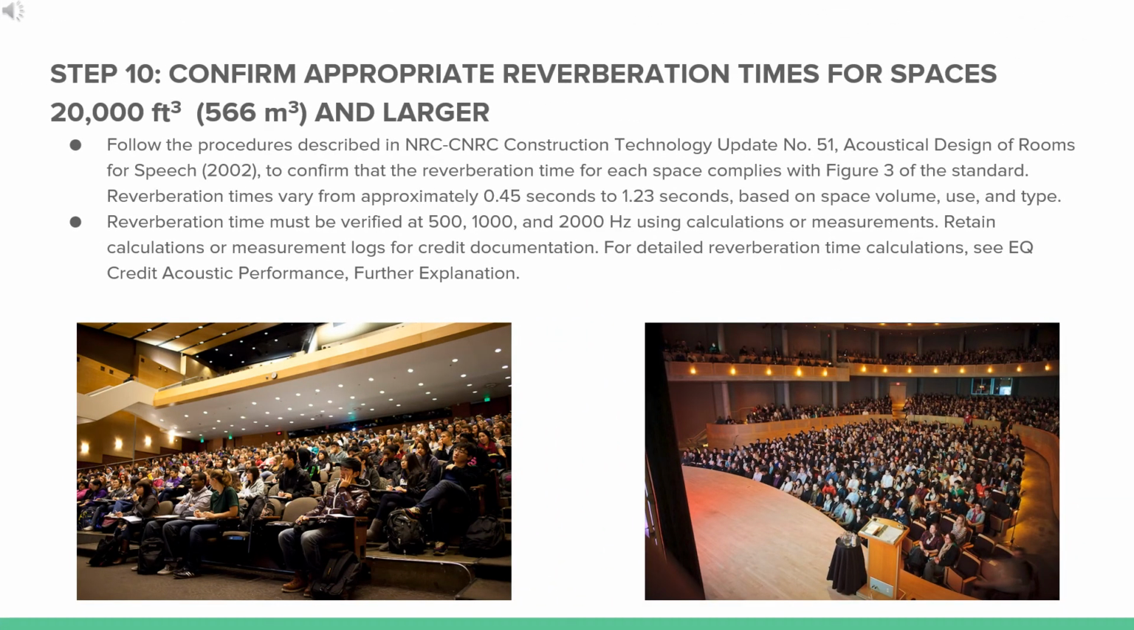Step 10. Confirm appropriate reverberation times for spaces 20,000 cubic feet and larger. Follow the procedures described in NRC/CNRC Construction Technology Update Number 50, Acoustical Design of Rooms for Speech, 2002, to confirm that the reverberation time for each space complies with Figure 3 of the standard. Reverberation times vary from approximately 0.45 seconds to 1.23 seconds based on the space volume, use, and type.